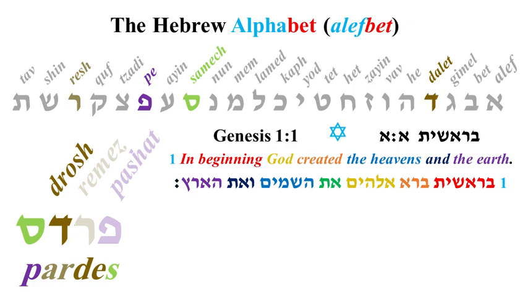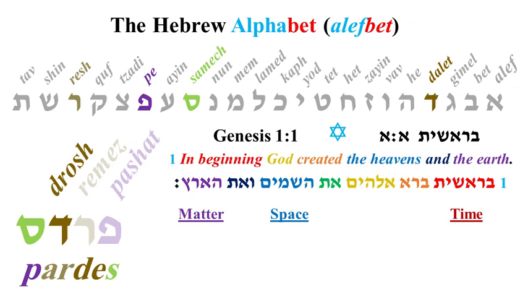On the Drosh level, here's what you can glean. Scientists say to make a universe, you need 3 things. You need time, you need space, and you need matter. Well, Genesis 1:1 has all 3 of those. In beginning, Bereshit is time. Hashemayim is heavens, space. Haaretz is the earth, matter.